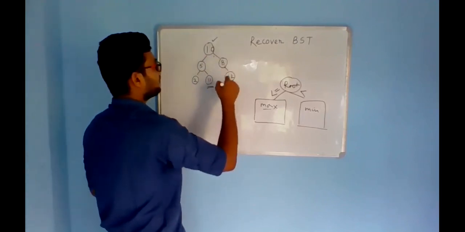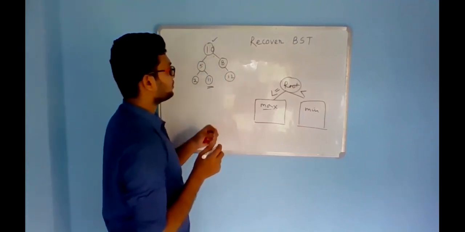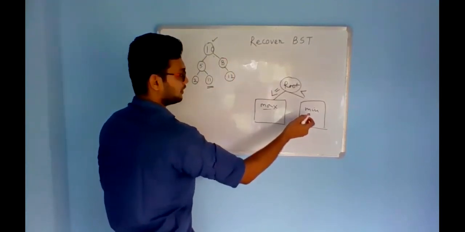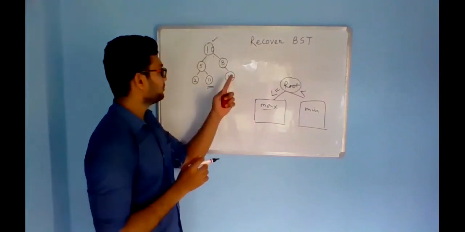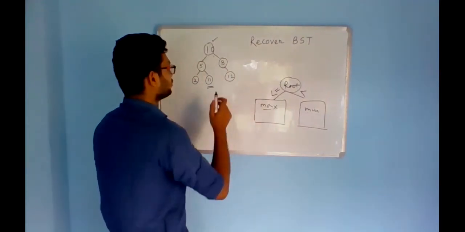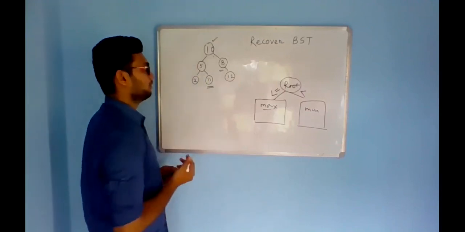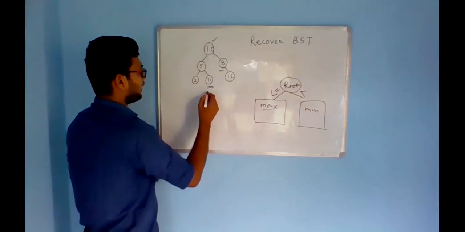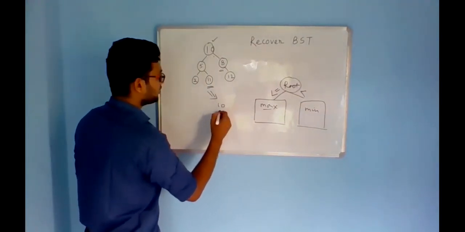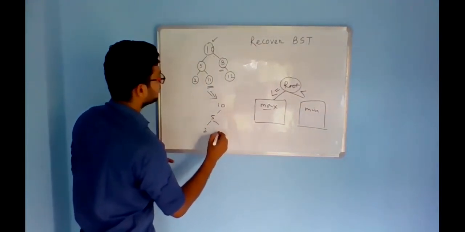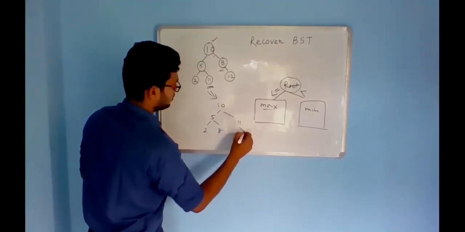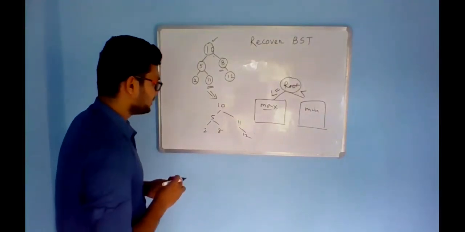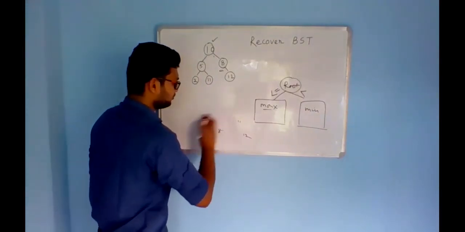Similarly, if I find the minimum value in the right subtree, it is 8. And 8 is smaller than 10. But according to the property, the minimum value should be greater than 10, right? So 8 is also wrongly placed here. So we need to swap these two values, and if we do so, then the tree will look like this. And now see, this is a binary search tree. So I guess the question is pretty much clear, what we need to do right here.